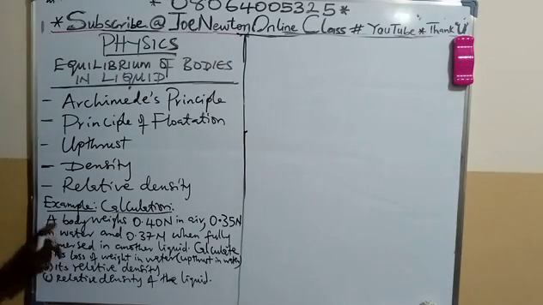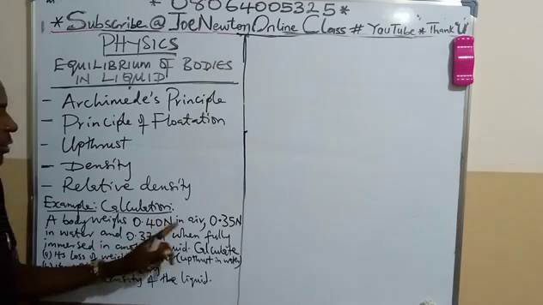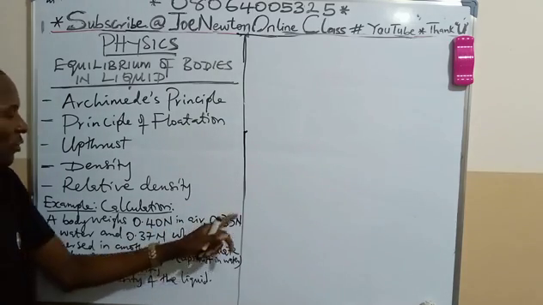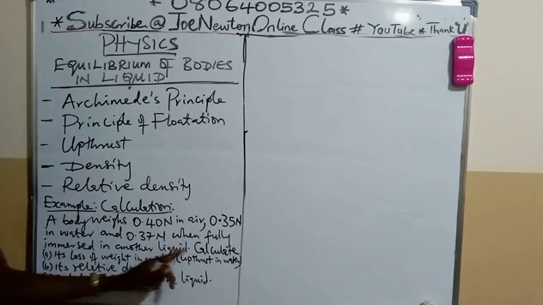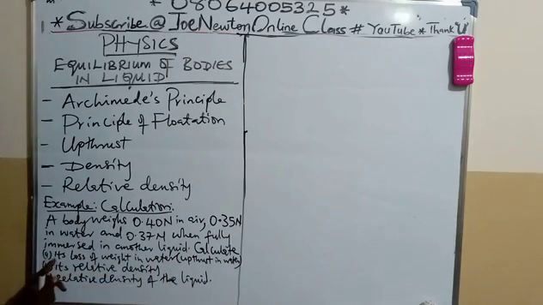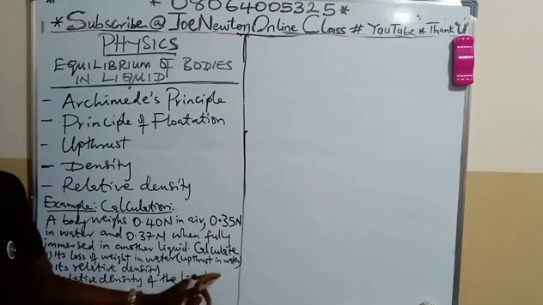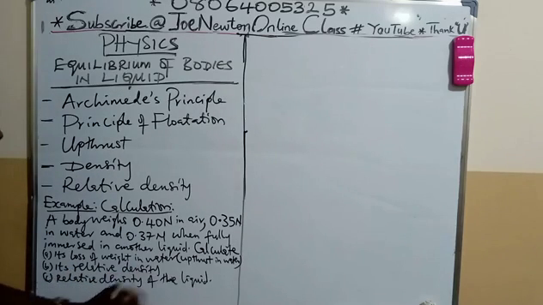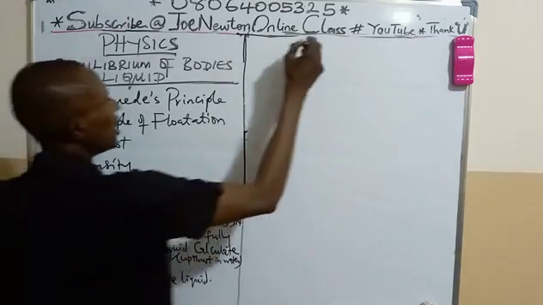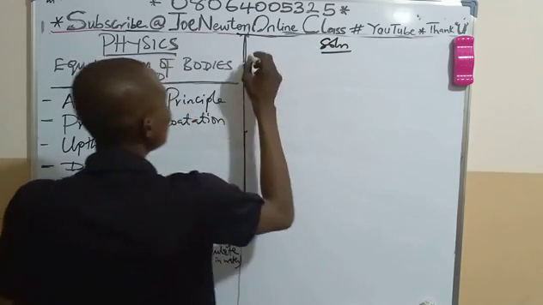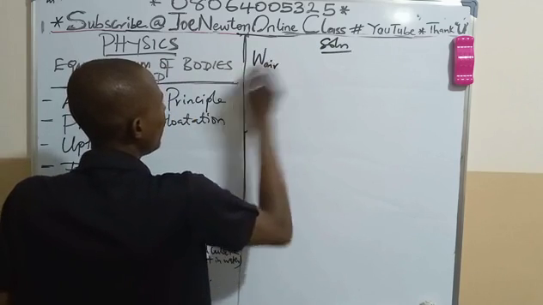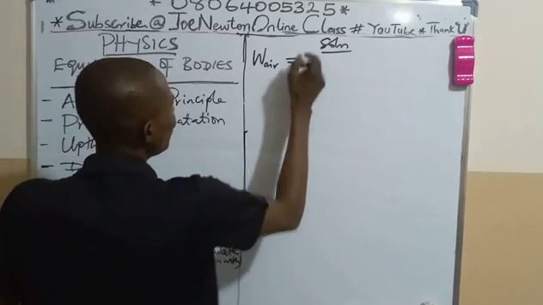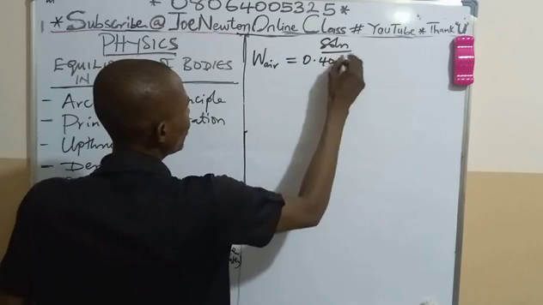The question says a body weighs 0.40 Newton in air, then 0.35 Newton in water, and 0.37 Newton when immersed in another liquid. We are asked to calculate (i) its loss of weight in water, that is the upthrust in water, (ii) its relative density, and (iii) the relative density of the liquid. Now, solution to this question. We are told that the body weighs: the weight in air is given as 0.40 Newton.